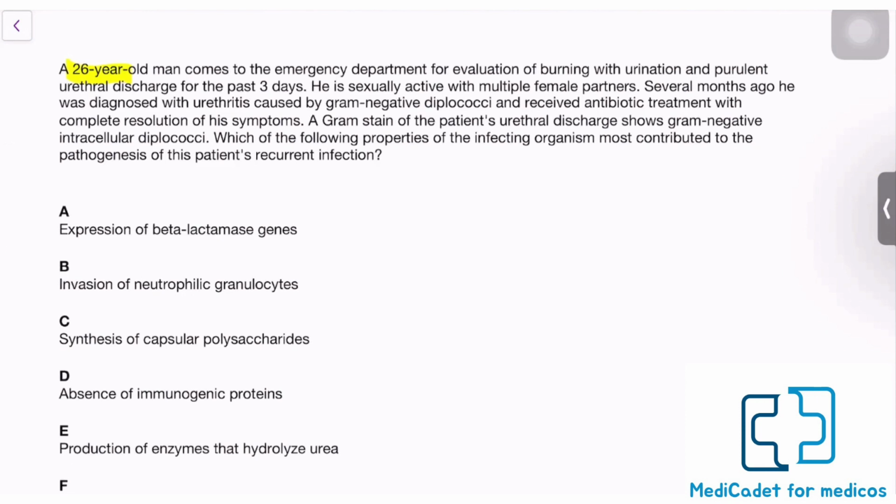It's an easy one. There is a 26-year-old man who comes to the emergency department for evaluation of burning with urination and purulent urethral discharge for the past 3 days. He is sexually active with multiple female partners. Several months ago, he was diagnosed with urethritis caused by gram-negative diplococci and received antibiotic treatment. The gram stain of the patient's urethral discharge shows gram-negative intracellular diplococci. Now he has also got the same infection. Which of the following properties most contributed to the pathogenesis of this patient's recurrent infection?